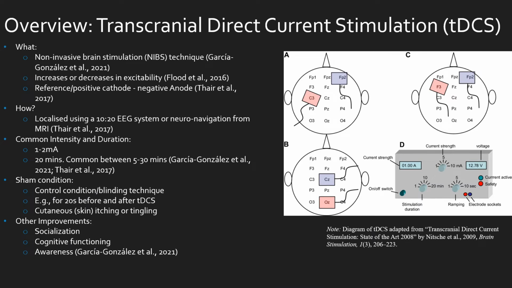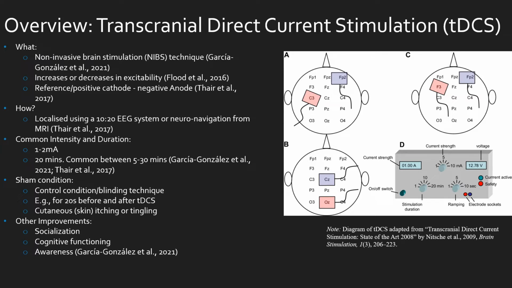So TDCS is a non-invasive brain stimulation technique used to facilitate either increases or decreases in cortical excitability, making an action potential more likely by utilizing a positive electrode known as a cathode and a negative electrode known as an anode. Now these electrodes are placed on specific regions of the head or parts of the body situated near the head. Typically they are localized using a 10 to 20 electroencephalogram, also known as an EEG, or via neuronavigation by MRI scans, also known as magnetic resonance imaging scans.